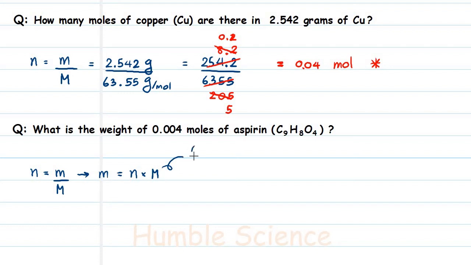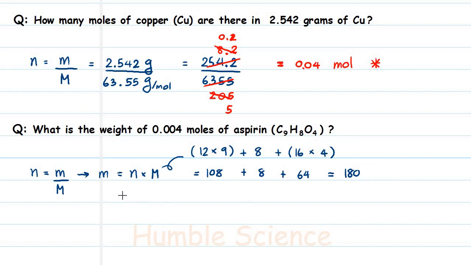For C9, it's going to be 12 times 9. For H8, it's going to be 8. And then for O4, it is going to be 16 times 4. Alright, and then that should be about 108 plus 8 plus 64. And that is going to be 180 grams per mole. Now we can plug it in.